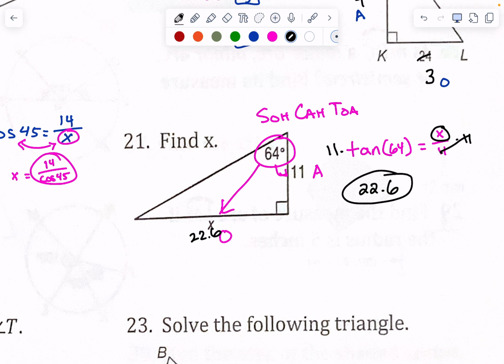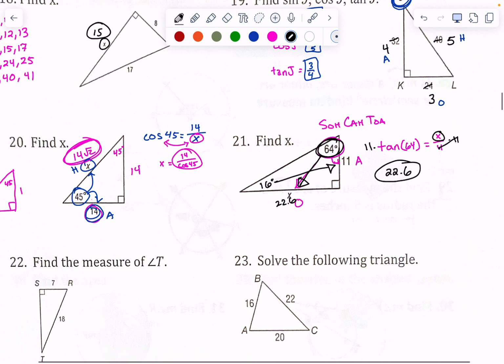I knew that it was supposed to be bigger than 11, because if this is 64 degrees, this would have to be about 26 degrees. And 11 is opposite the smaller angle and x is opposite 64, so that's got to be way bigger than 11. That should make sense. So 22.6 is what x is. Got it? That was SOHCAHTOA stuff.